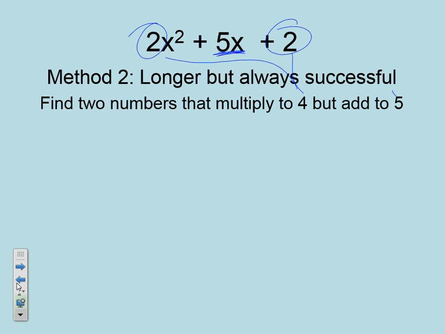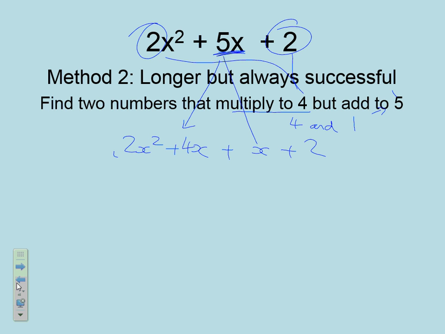So can you think of two numbers that multiply to give 4? Well, it's 4 and 1, isn't it? 4 add 1 makes 5. 4 times 1 gives 4. And so what you do is you split this 5x up into 4x add x.